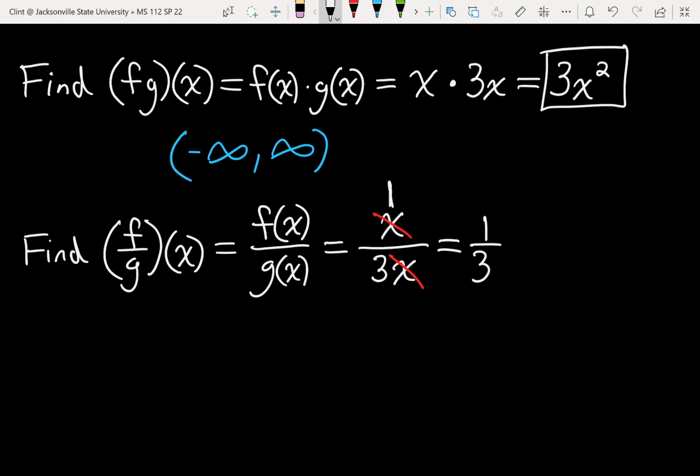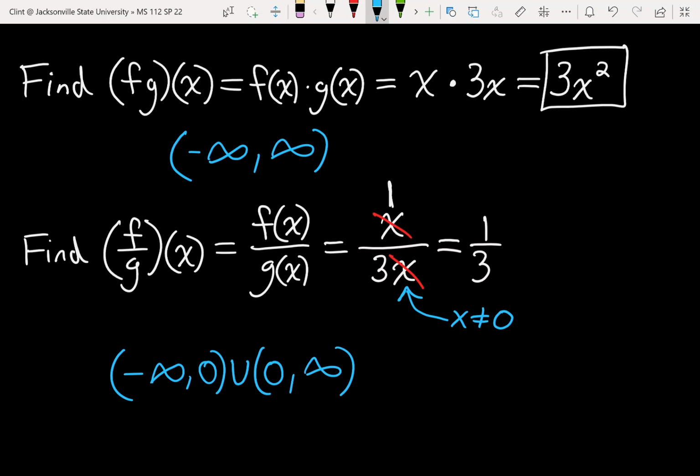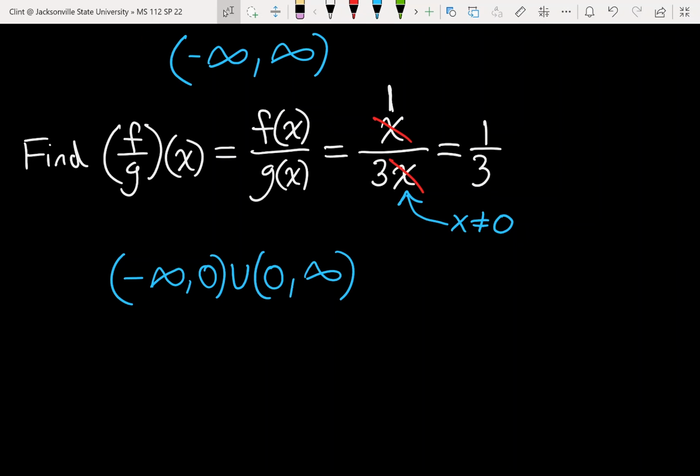So what would make 3x 0 if x was what? It's 3 times x. So 3 times 0 would give us 0. So we can't let the x be 0 because it'll make the denominator 0. And then we can't cancel if it's 0. Okay. So when we write down our domain, it would be our real numbers, but we've got to leave out zero. Can't have x equals zero. So for our domain, it's everything except zero. And we've written that one down. Looks like that. Okay. Like that.